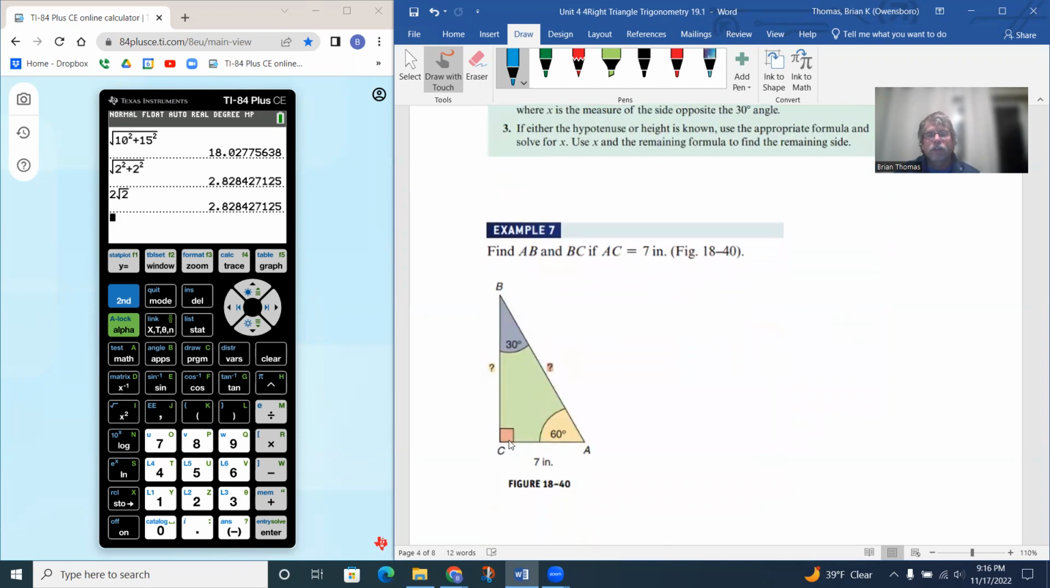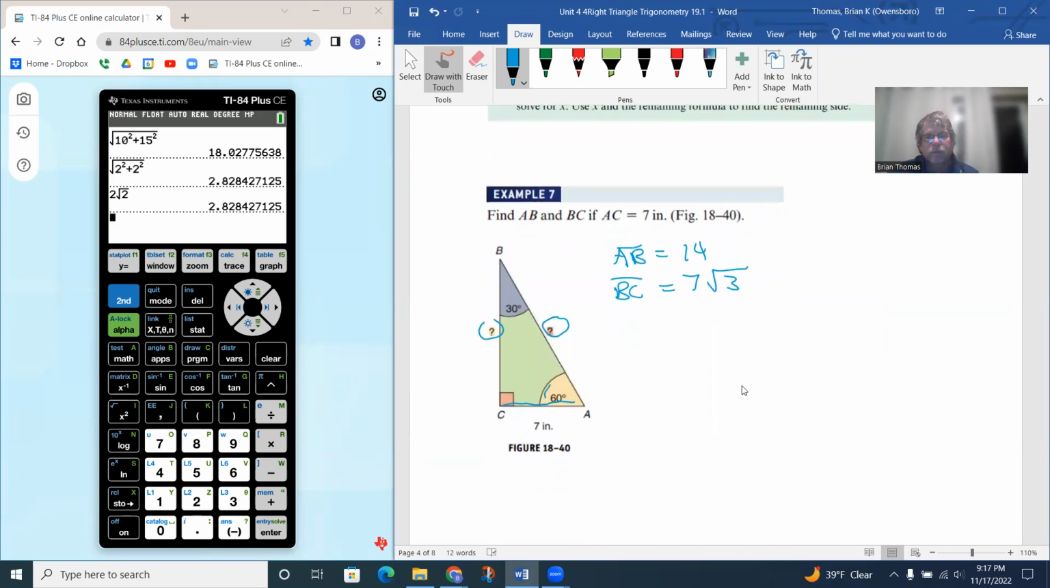So notice how if I give you the short leg of 7 inches, then I actually could find the hypotenuse by just doubling it. So from A to B, that distance is going to be 14. Now, notice how this is opposite the 60 degree angle, so this is what we call the longer leg. So the longer leg, which is going to be B to C, is going to be the short leg times the square root of 3. So it's going to be 7 times the square root of 3. Those will be the exact answers in that problem.